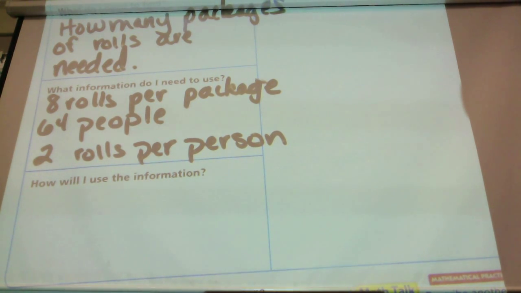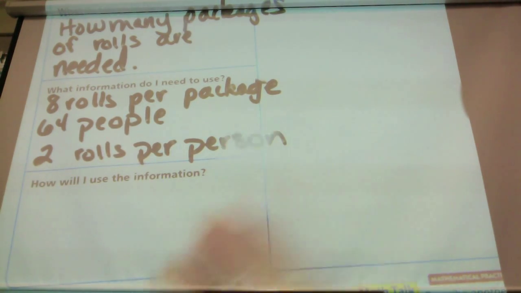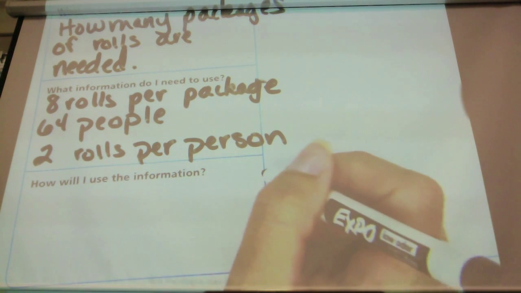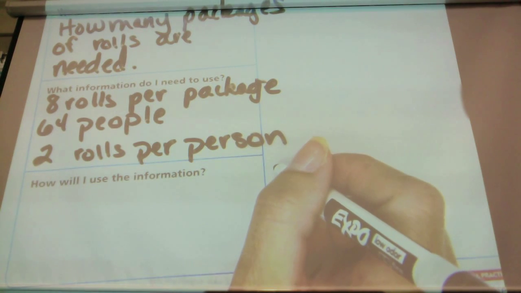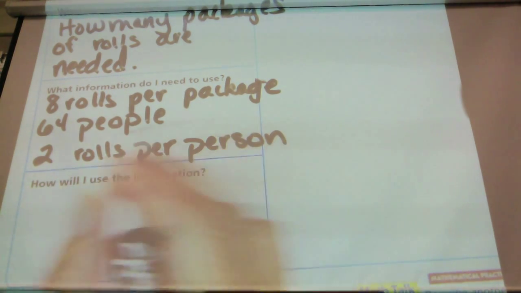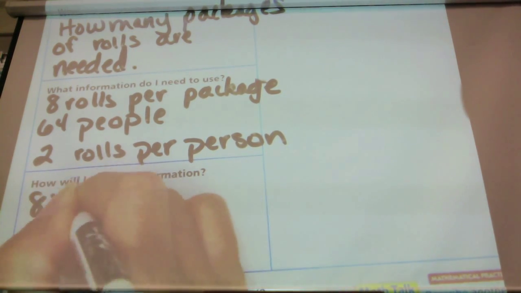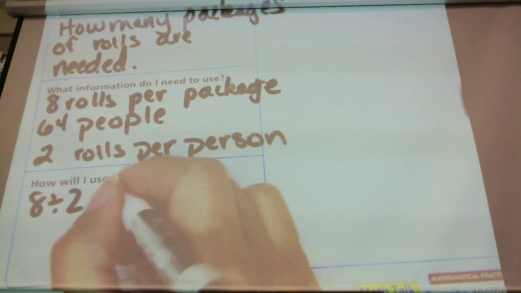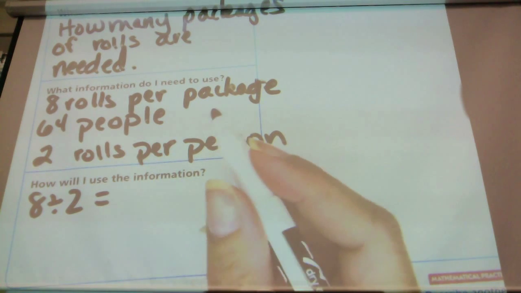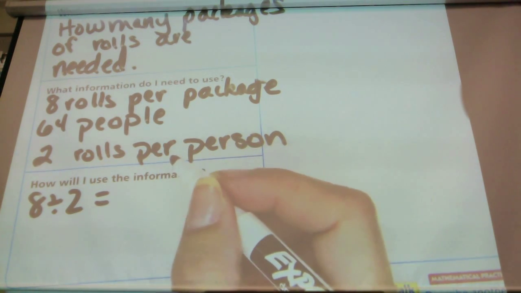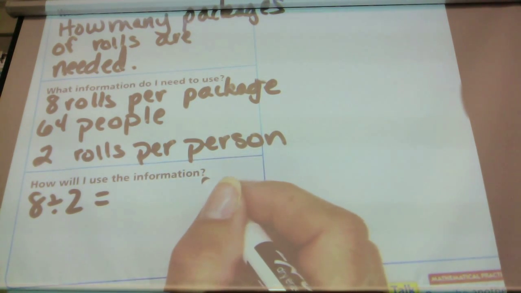Okay, so you keep saying it, and I'm not sure what you mean. So if you have 8 rolls per package and 2 rolls per person, you're going to divide 8 and 2? Okay, so if you do 8 divided by 2, that's going to tell you. Okay, I'm not saying you're wrong. I just need you to talk louder so I can hear you. Once you get your answer, you divide it from the people.